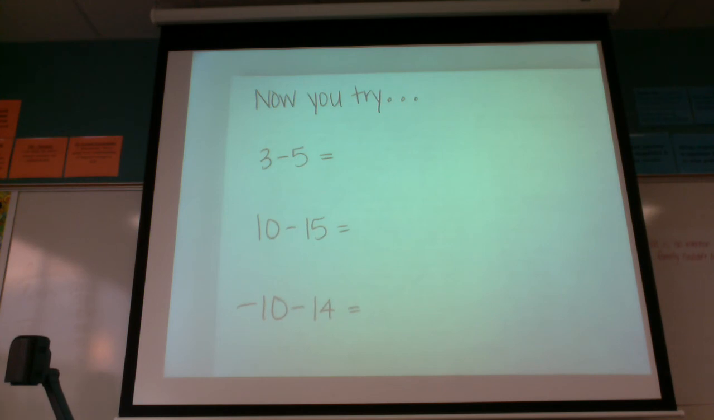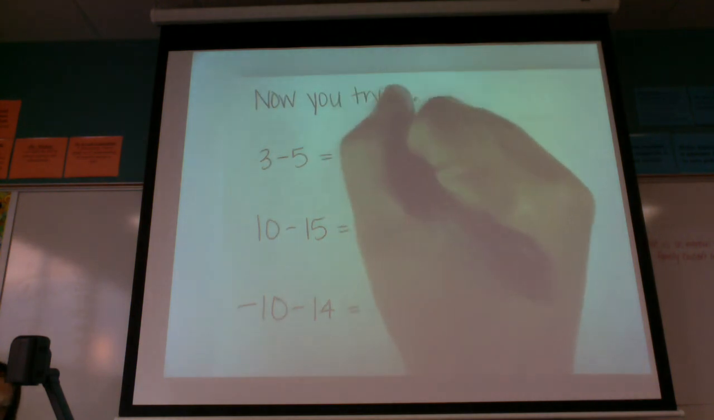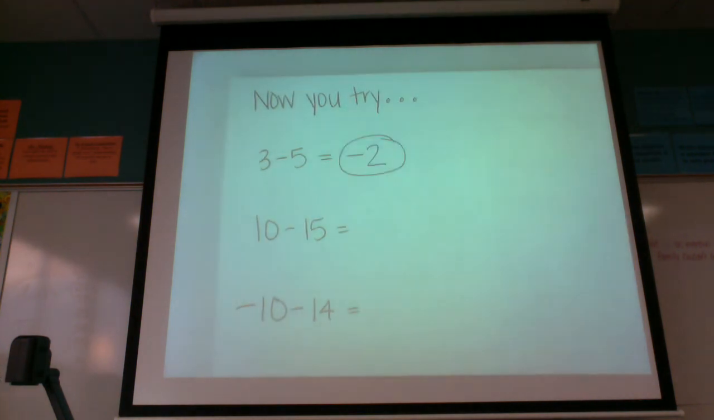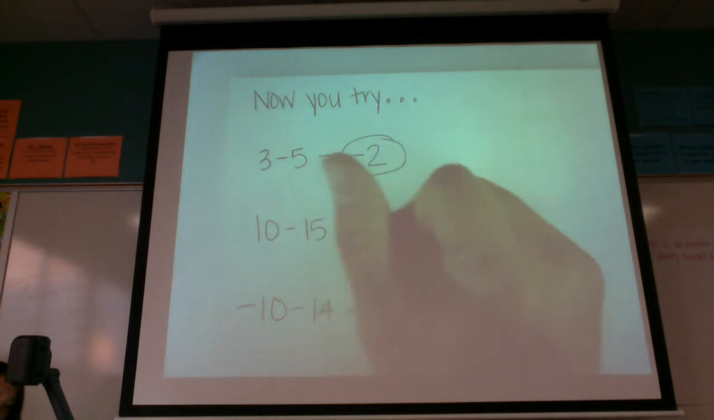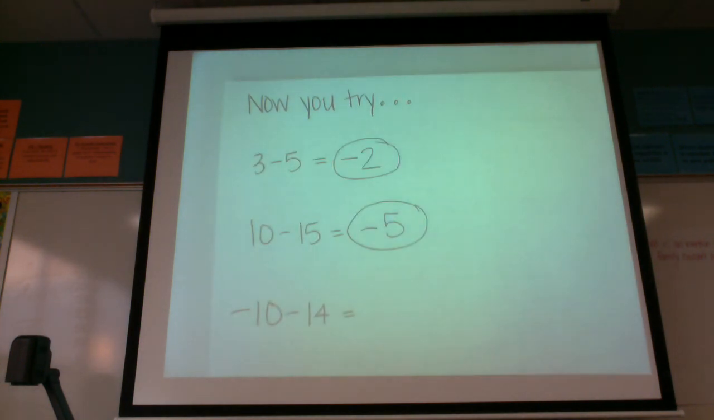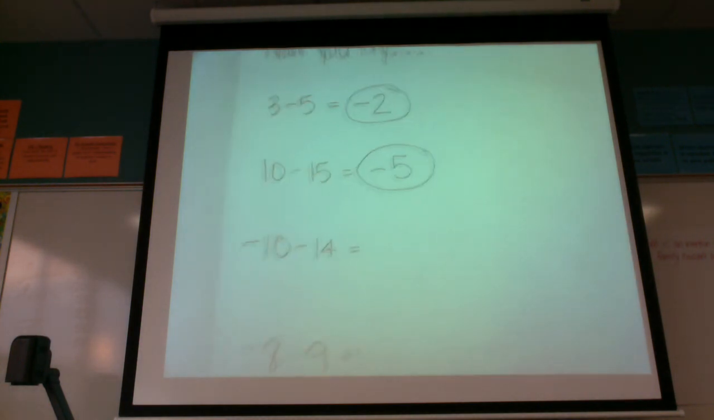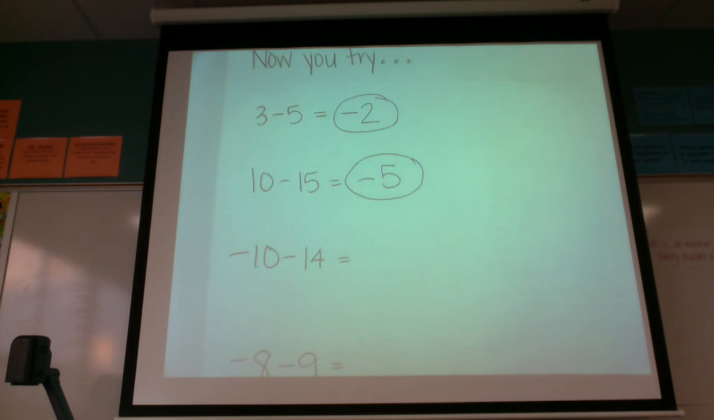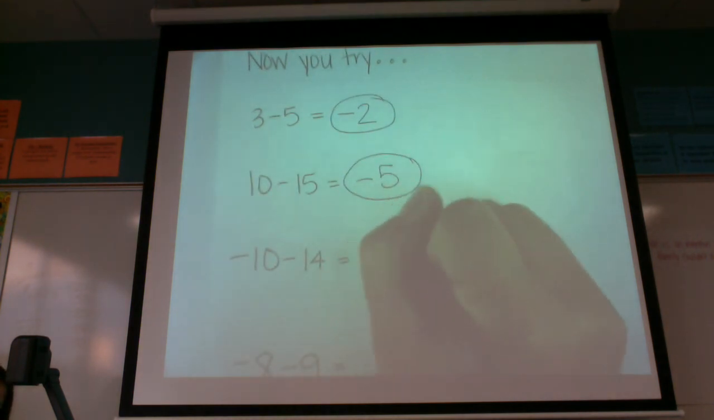All right, let's check and see how you did. 3 minus 5. Okay, 3 degrees goes down 5, that's going to be negative 2 degrees. 10 minus 15, 10 degrees goes down 15 degrees. Oh, that's going to be negative 5 outside. Negative 10 minus 14, okay? I could say negative 10 degrees out goes down 14. That's going to give me negative 24 degrees.